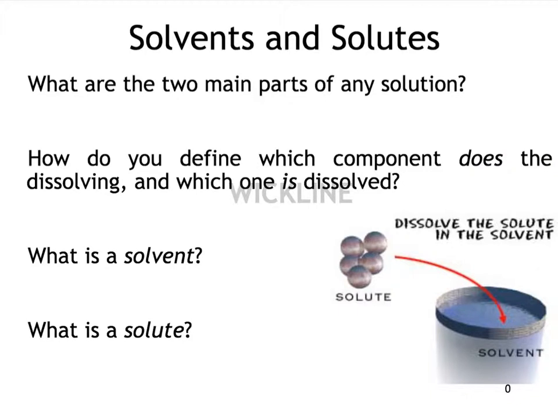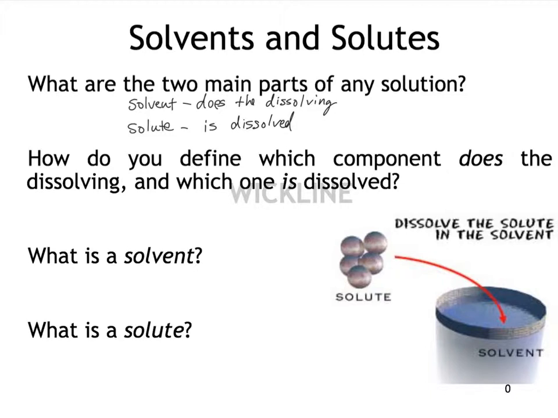Okay, solvents and solutes. The two main parts of any solution are solvent and solute. So typically we say that the solvent is the thing that does the dissolving and the solute is the part that is dissolved. But how do we really define which component does the dissolving and which one is dissolved?